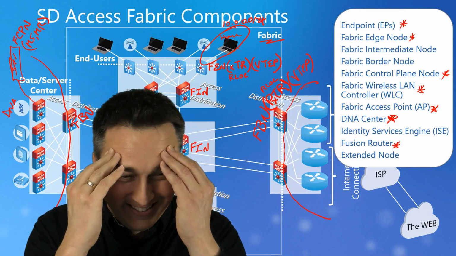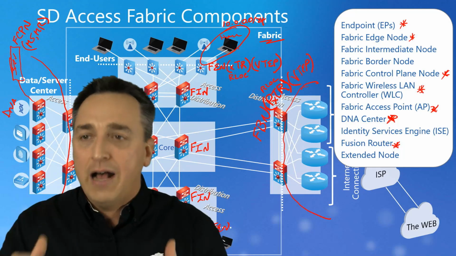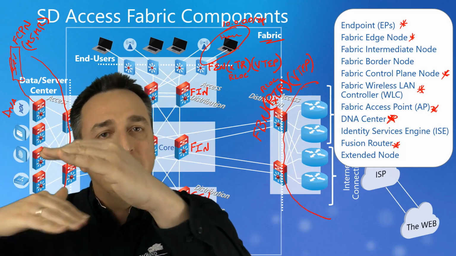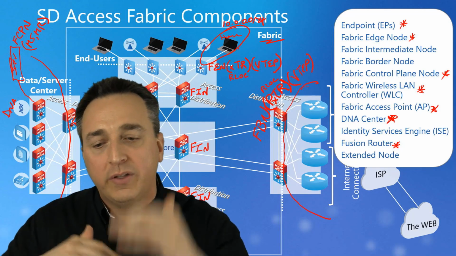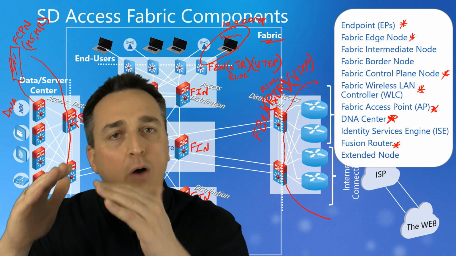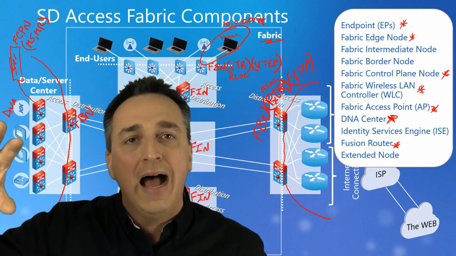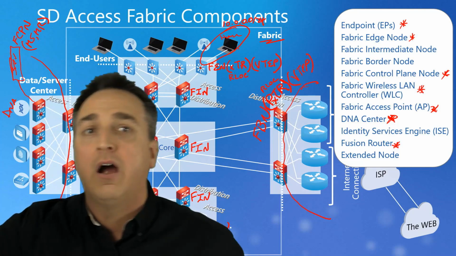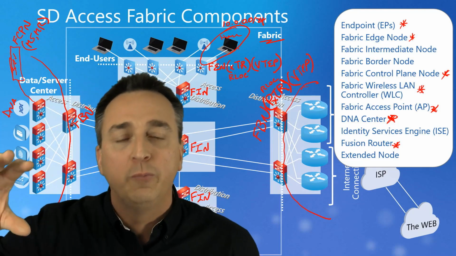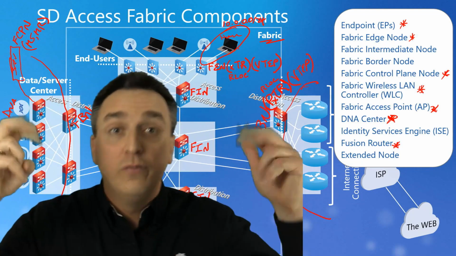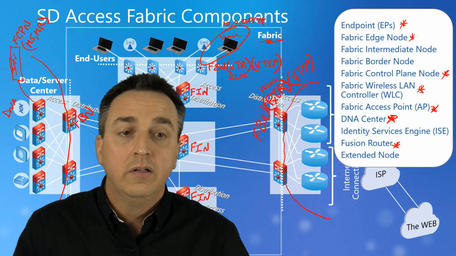VRFs. So let's say you have VRFs. You have all these different isolated environments with different VRFs. How are you going to have traffic in this shared environment, which is a different VRF, be usable in your other VRFs? Fusion router.